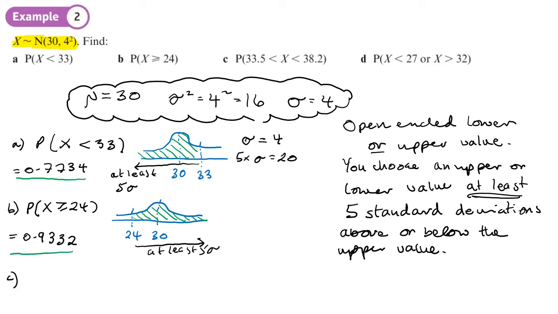Okay, part C. On part C, you can see that it's between 2 values.